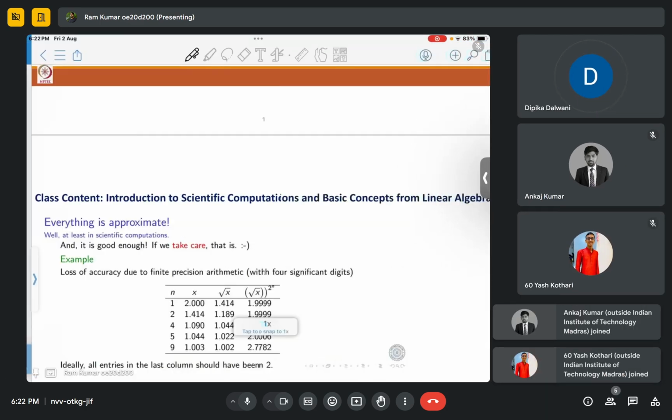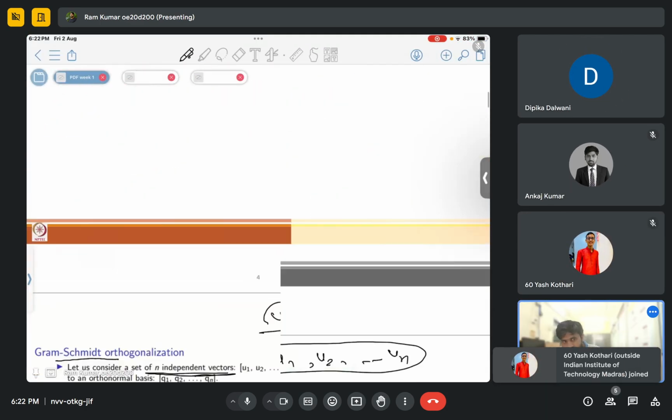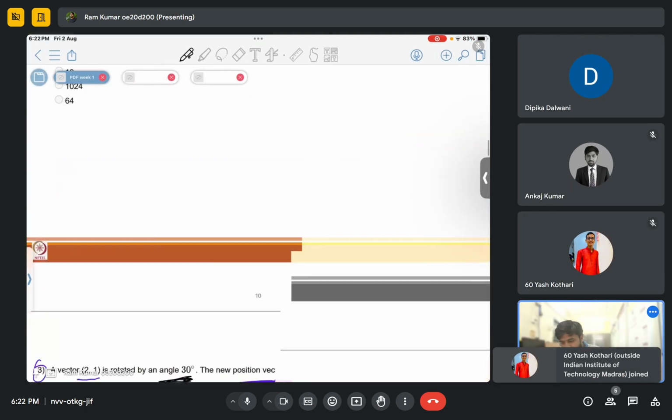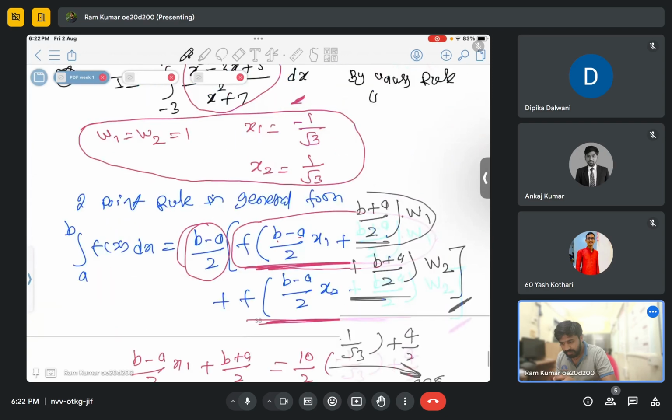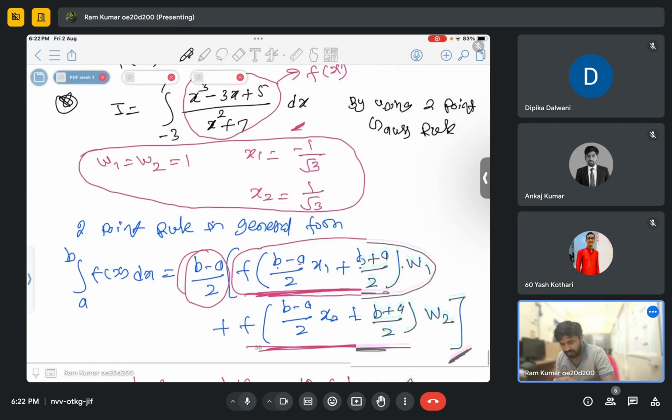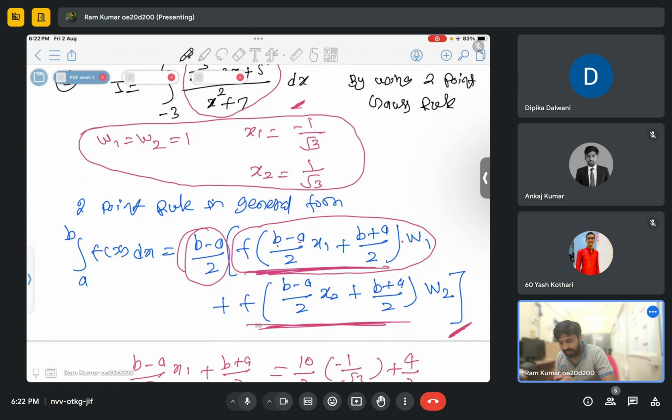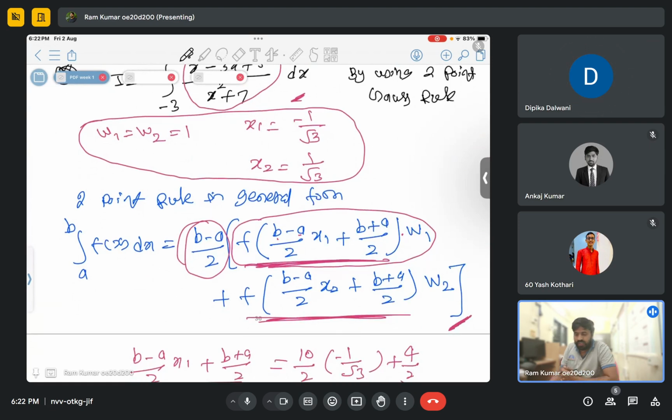This is the general formula. From A to B, B minus A, something, function of x. So that one you can use anywhere without changing limit.